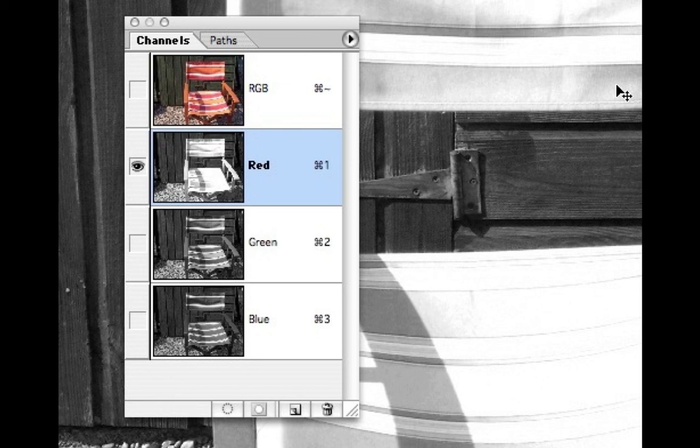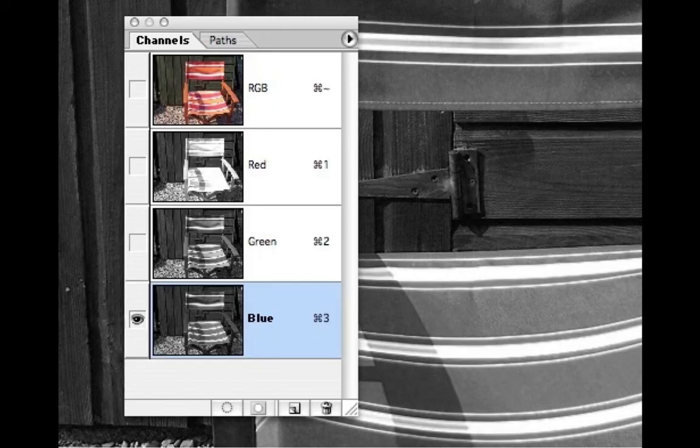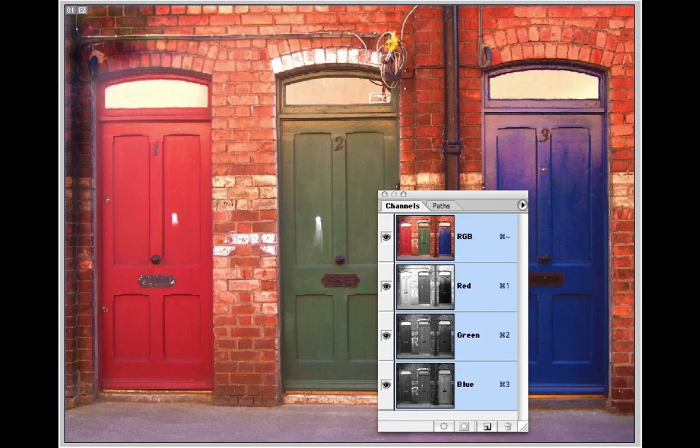So here, it's hard to see the difference between the red and white stripes, whereas in the blue and the green channels, it's not so bad. Imagine my delight when I saw 3 doors lined up, red, green, and blue. Not that far from here either.